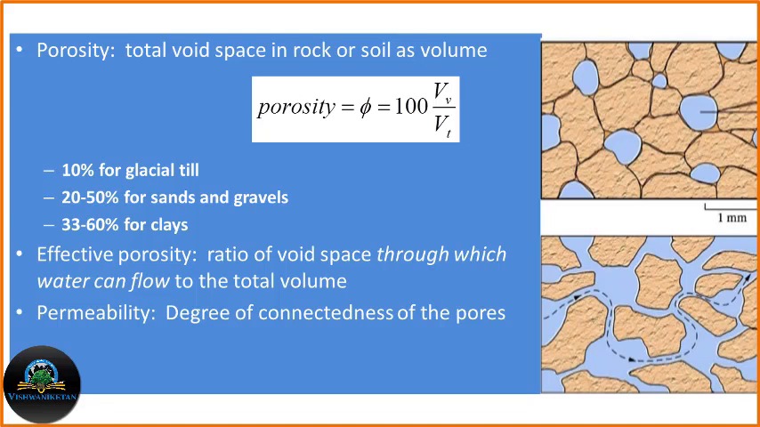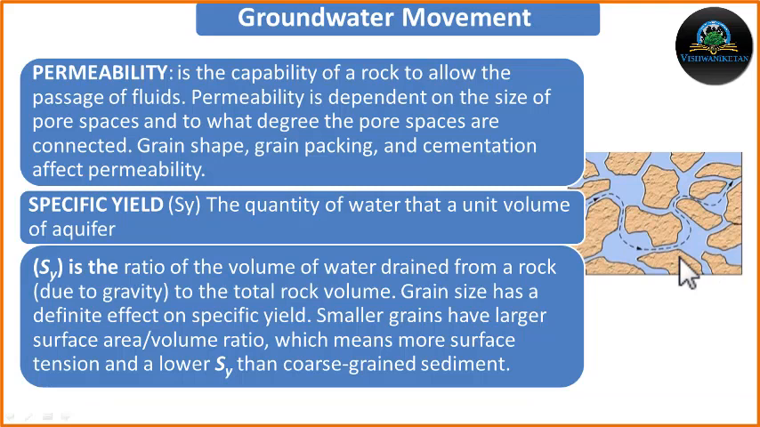Effective porosity is the ratio of void spaces through which water can move. We can see here the ability of pores to pass water from one pore to another pore, which will allow the easy flow of water. This is called permeability. So porosity is the total percentage of voids present in the rock, while permeability is the capability of a rock to allow the passage of fluid.